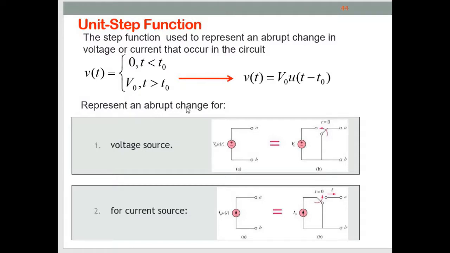The unit step function represents an abrupt change, such as in a voltage source. For t less than 0, the switch is connected to the A and B port. But when t equal to 0, suddenly the switch is connected to the voltage source, representing the abrupt change. A similar condition we can see in the current source here. Abrupt change for the current source.